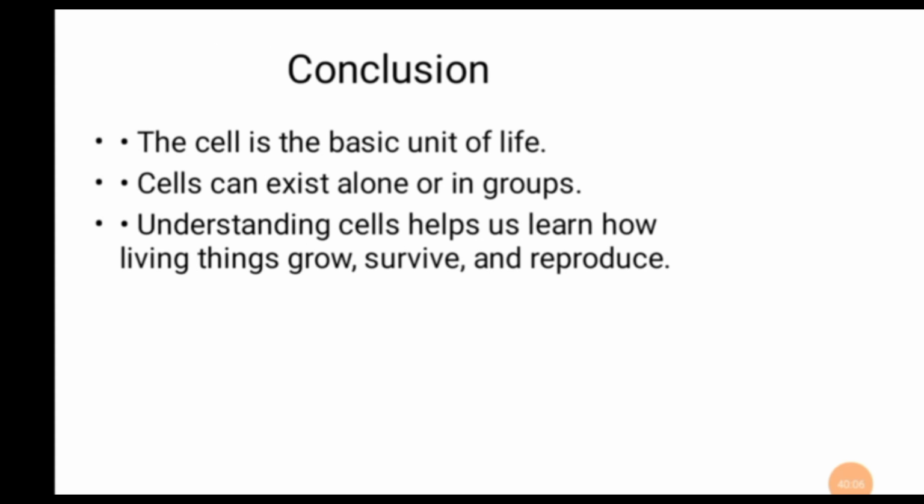In conclusion, we're going to have a recap of all that we've learned so far in this particular class, all right, in this particular session. So number one, we understand that the cell is the basic unit of life. All right, I explained that. If you don't understand, please you can revisit and review this lesson for better understanding. All right, so number two says cells can exist alone or in groups. When they exist alone, they are called unicellular organisms, and when they exist in groups, they are called multicellular organisms. And the last is understanding cells helps us learn how living things grow, survive, and reproduce.